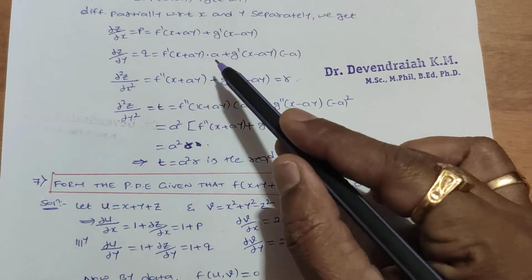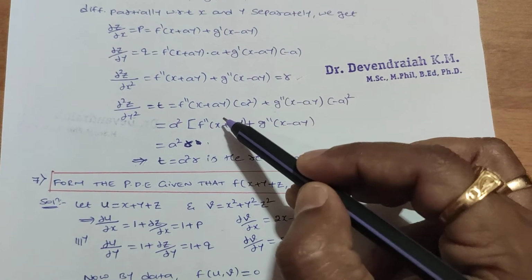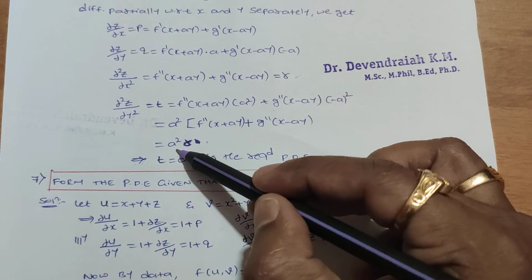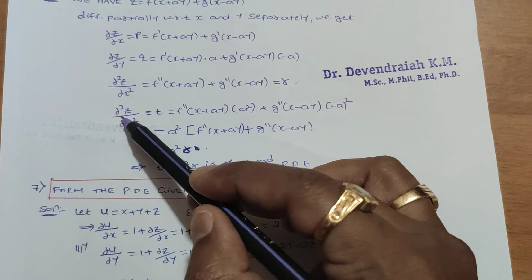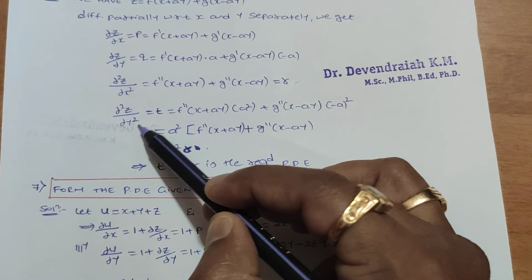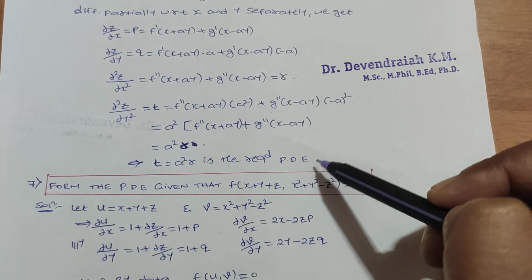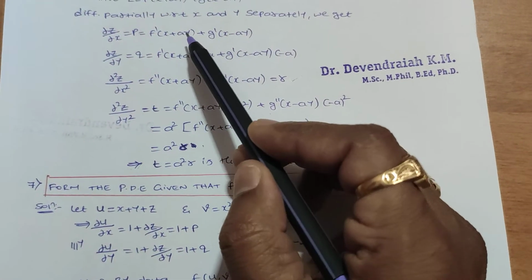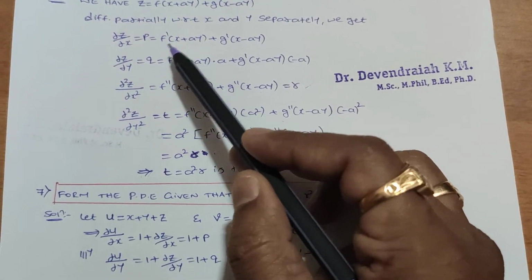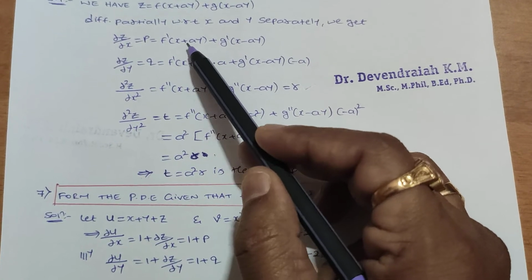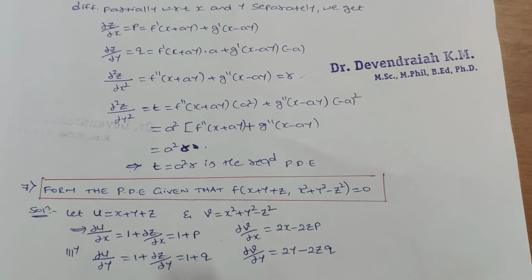We have assumed f''(x+ay) + g''(x−ay) as r. Therefore, we observe the equation as a²r. We know that ∂²z/∂y² can be considered as t. Therefore, t equals a²r is the required partial differential equation. Whenever we are not getting any clue with the first order partial derivatives with respect to x and y, then continue the process of differentiating partially with respect to x and y.